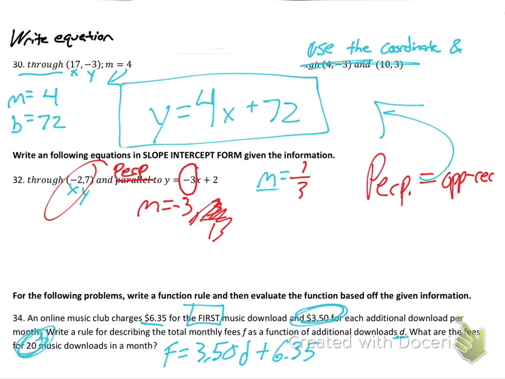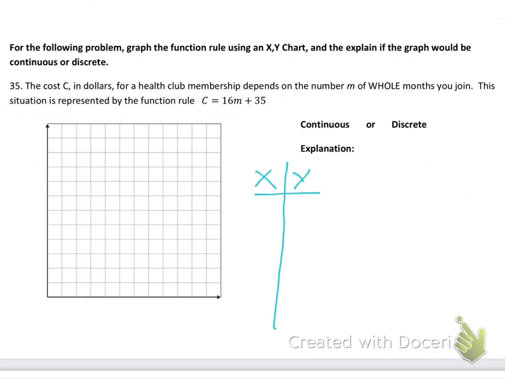And then what is it for 20 downloads? We got to plug 20 in. However, the thing is, it says the first one is $6.35. So if the first one's $6.35, I don't have 20 of them left over. I have 19. So I'm going to plug 19 in for D. So I would just plug in 3.50 times 19, and then I would add 6.35, and I would get $72.85. All right, keep moving along. All right, here's a graphing one. I got to make an XY chart right away.